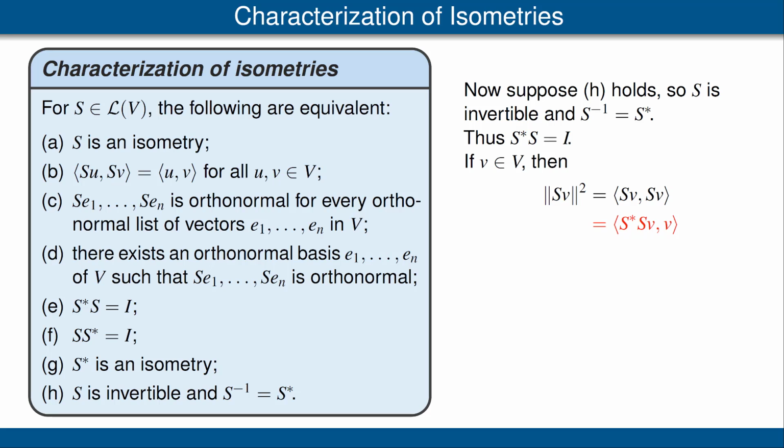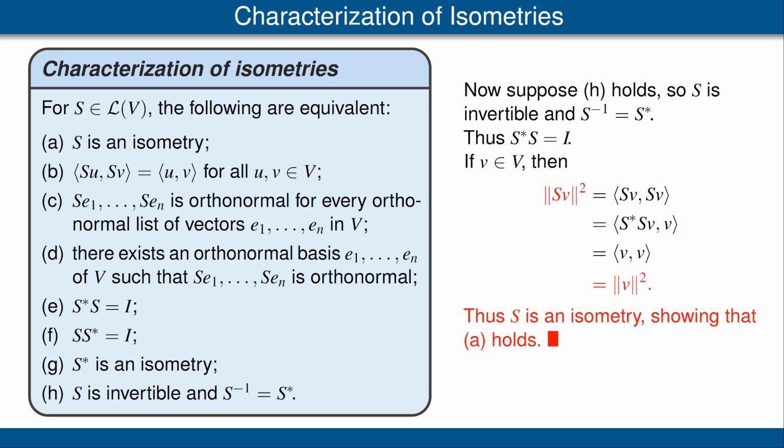Flip the S in the second slot on the right into the first slot, getting the second equation shown here. Now use our hypothesis that S star S equals the identity operator to rewrite that as V inner product V, which of course is the norm of V squared. If we now look at the first and last parts of this chain of equations, highlighted in red, we see that it says that S is an isometry, showing that A holds. In other words, we have proved that H implies A, completing our chain of implications, and completing the proof of this result.